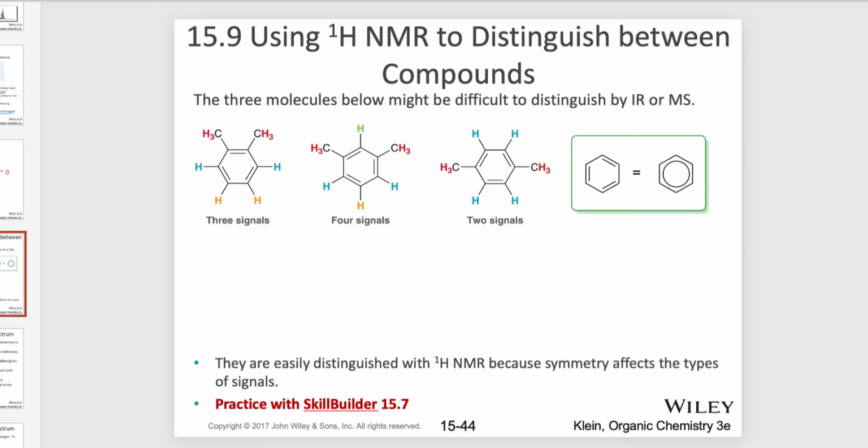Okay, so we can use proton NMR to distinguish between compounds, and the 3 molecules we have here below couldn't really be distinguished by IR or mass spec, and that's why NMR is one of the most powerful methods. What I really want to draw your attention to right away is that when we're looking at the aromatic ring, which is shown here, remember how we can draw a resonance structure? This double bond can also be reassigned to here. We can draw a resonance structure.